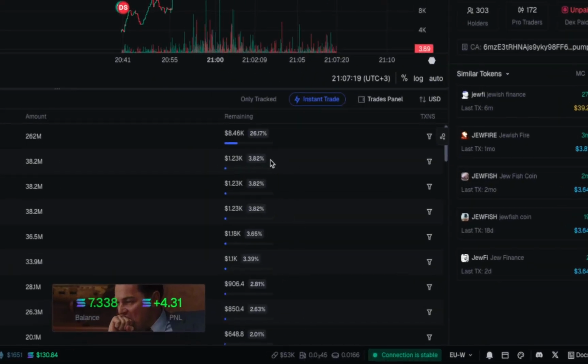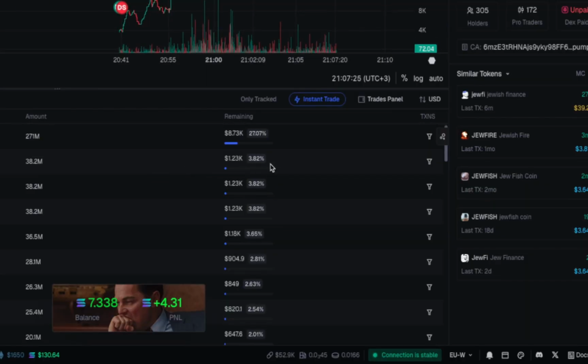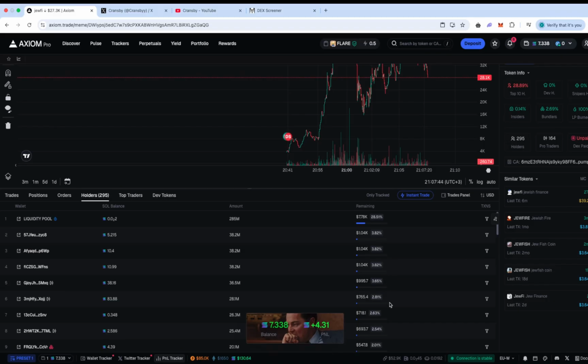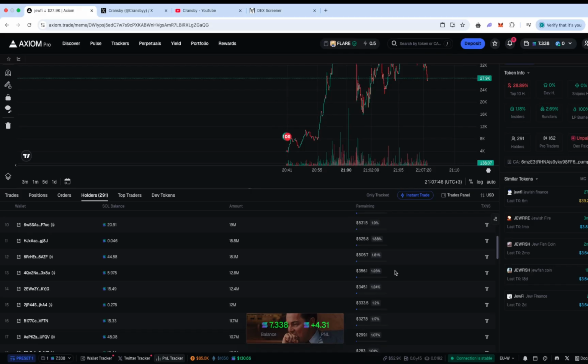You don't want to see crazy numbers like 7, 8, 9, 10%, right? One person owning that, that's absolutely nuts. But you want to see like 3, 4, max 4%, and then it's nicely going down to like 2, 1% and stuff like that.